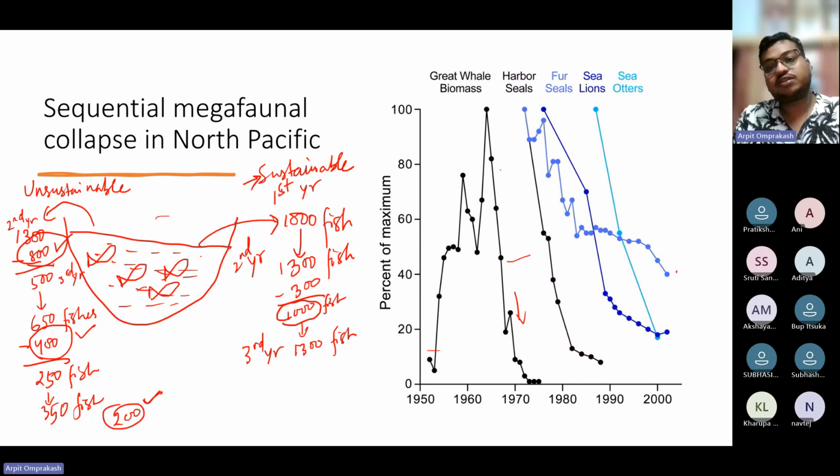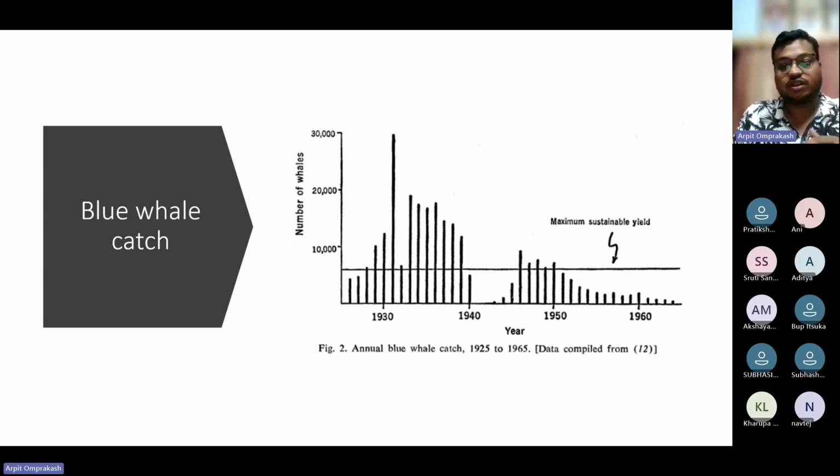So what do you do? You turn to other animals. Next, you start catching seals. Then after we see a decline in the seal population, you start catching sea lions and sea otters and so on. So this has led to a sequential collapse of many different megafauna found in the North Pacific Ocean. Similarly, we can see it for other animals such as the blue whale, which is caught for food or for other medicinal purposes.